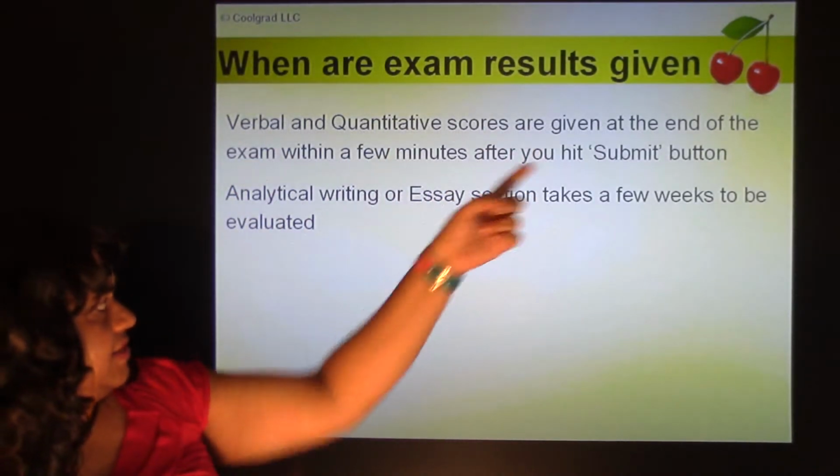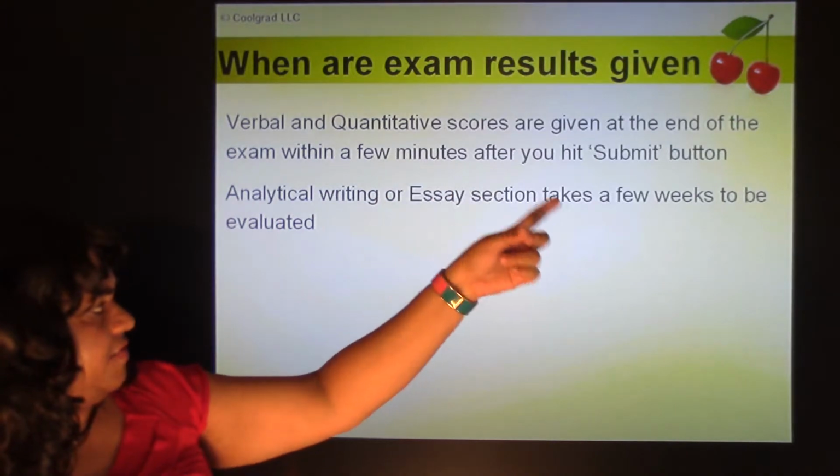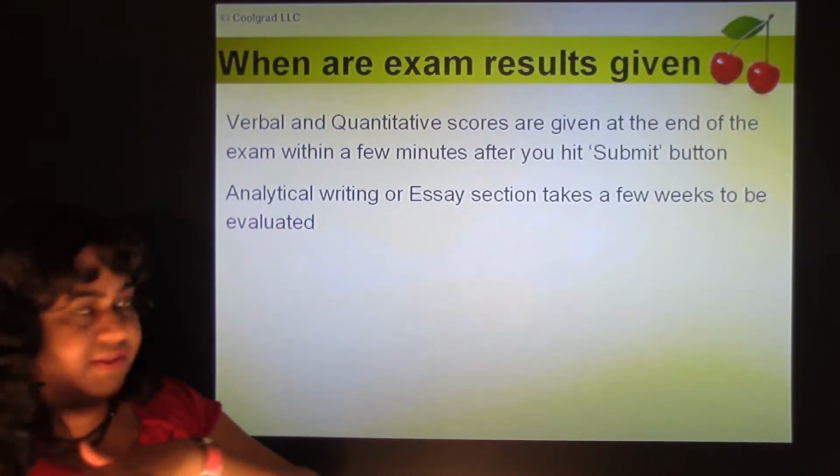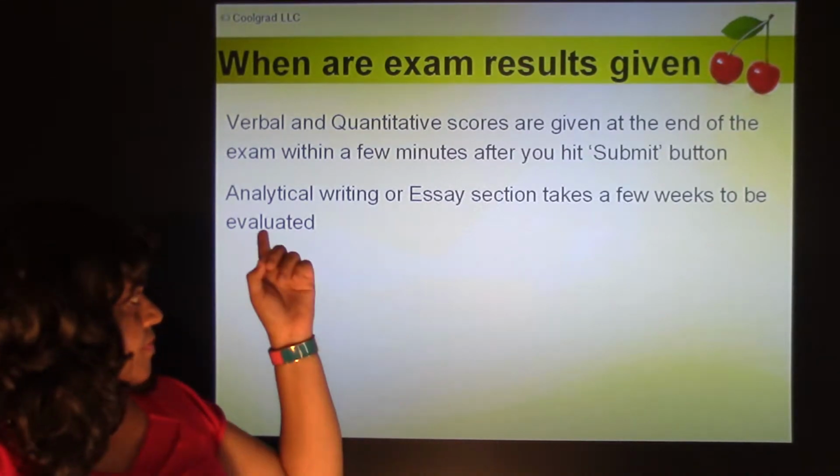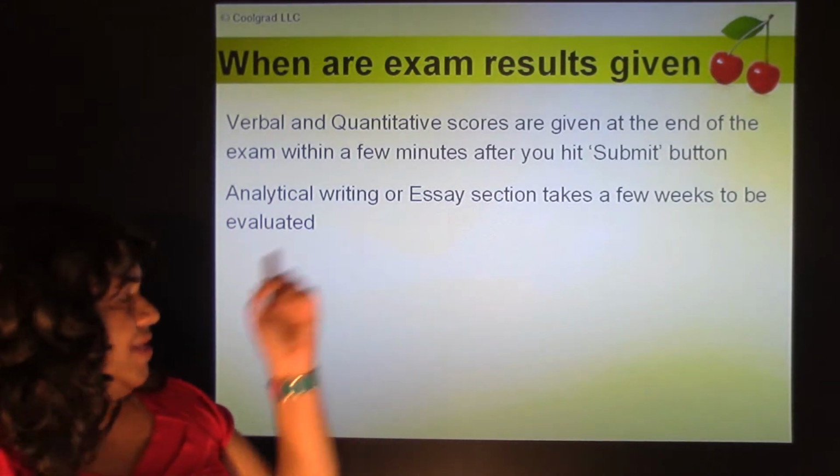When are exam results given? Verbal and quantitative scores are given at the end of the exam, within a few minutes after you hit the submit button. You hit submit final, and then within a few minutes you get the scores. The analytical writing or essay section takes a few weeks to be evaluated.